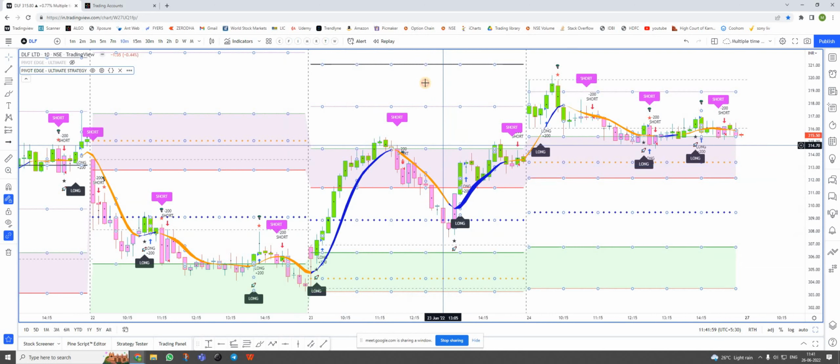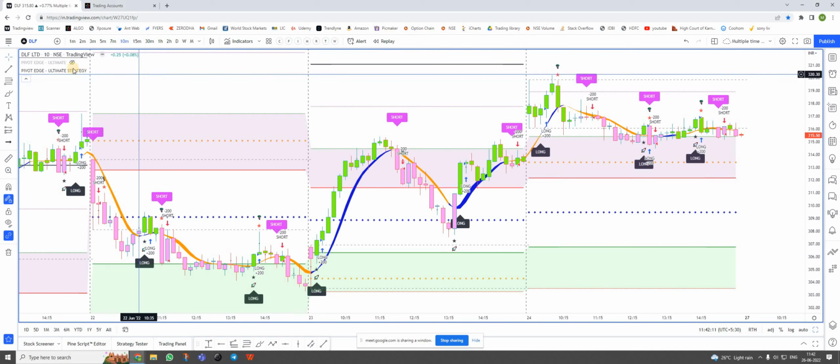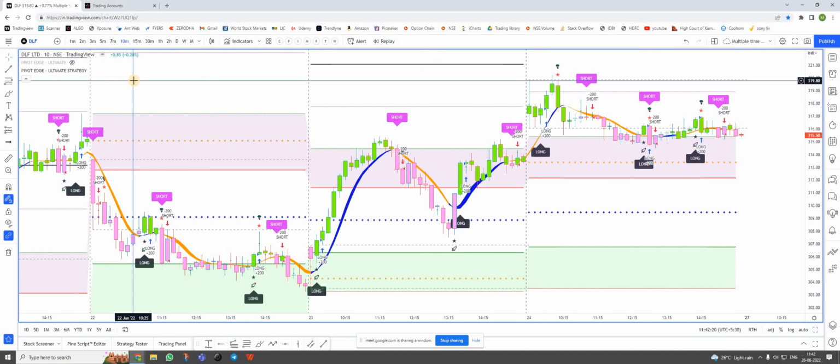Is it possible to rename it like Algo? The strategy name is a bit confusing, both have the same name. Renaming is not a problem, that we can do. The Ultimate Strategy, you can make it as Algo, not a problem. Okay.